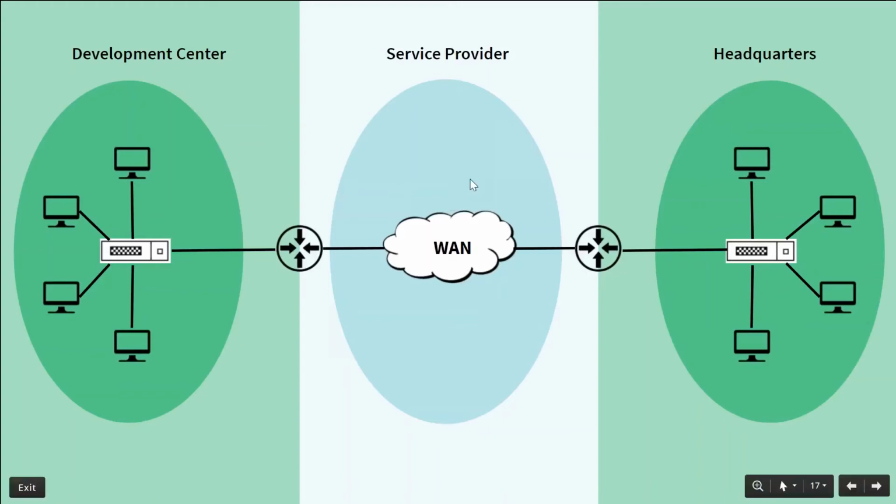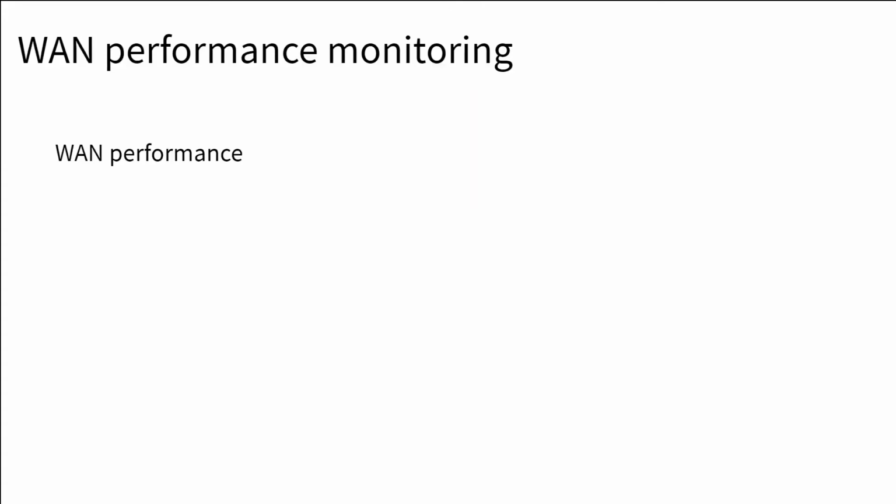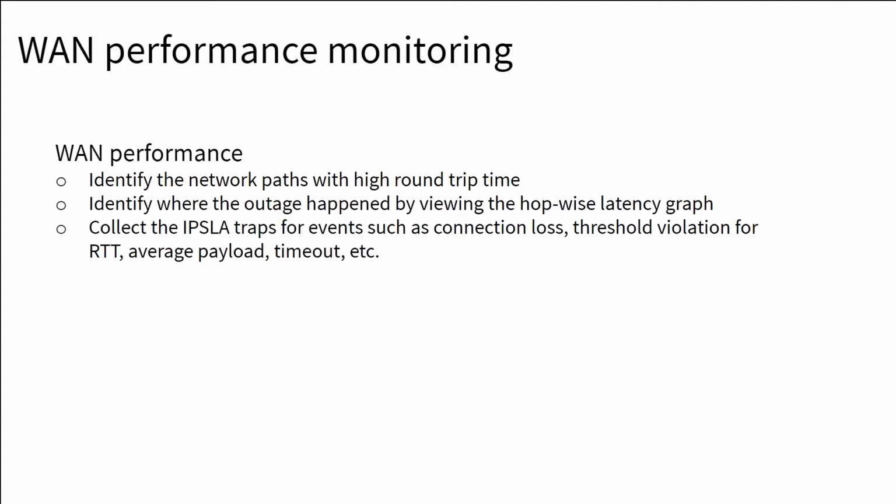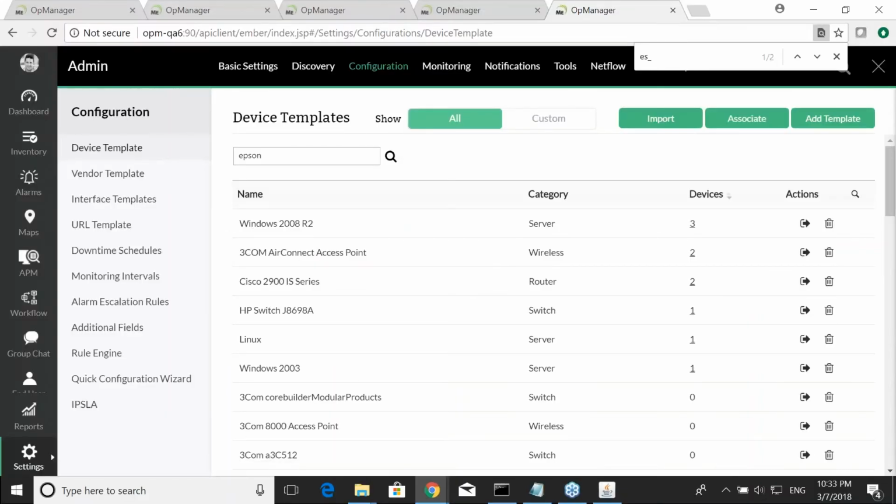It is tricky to monitor the WAN infrastructure because it involves the ISP. But when something goes wrong, you need to know whether the problem is within your network or from the ISP router. So OpManager helps you monitor the WAN performance, and it helps you identify the network paths with high round trip time. It helps you identify where the outage happened by viewing the hop-wise latency graph. And it helps you collect IPSLA traps for events such as connection loss, and the threshold can be configured for round trip time, and when it is violated, it triggers an alert. You can monitor the average payload and so on. So let me show how this can be done from the product.